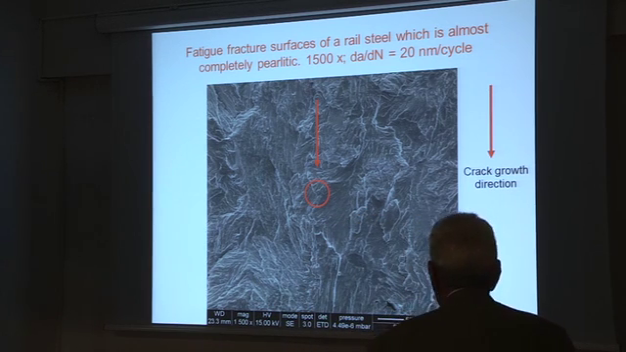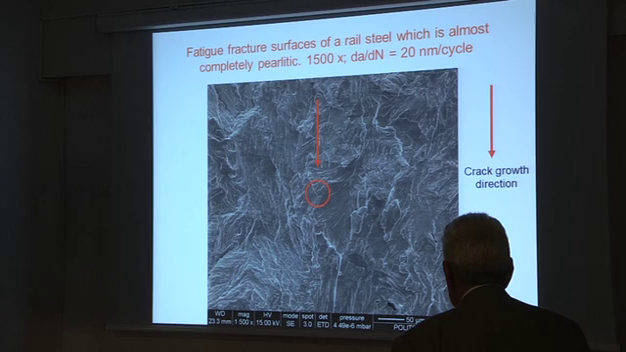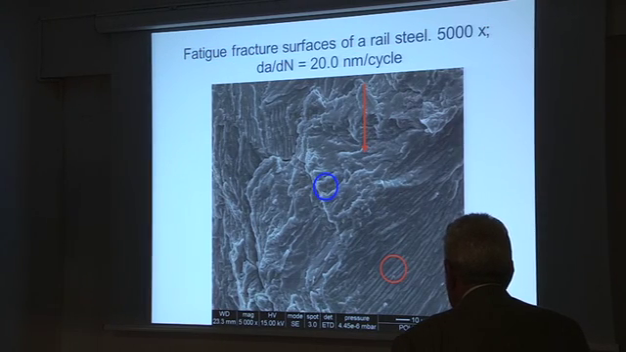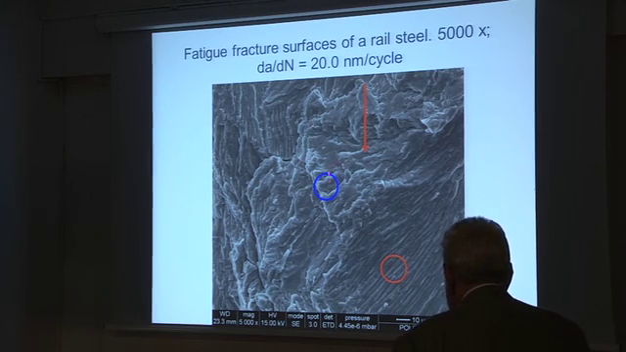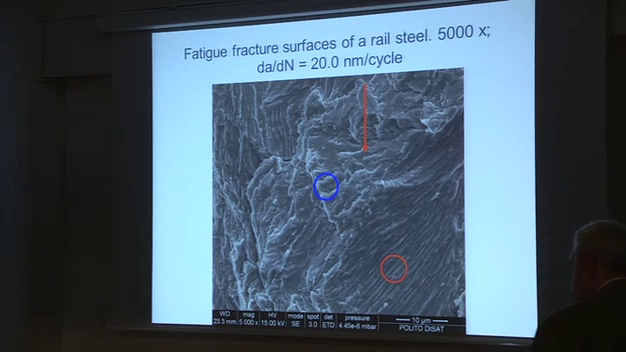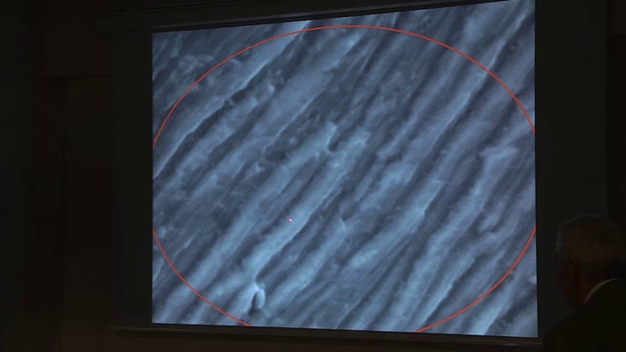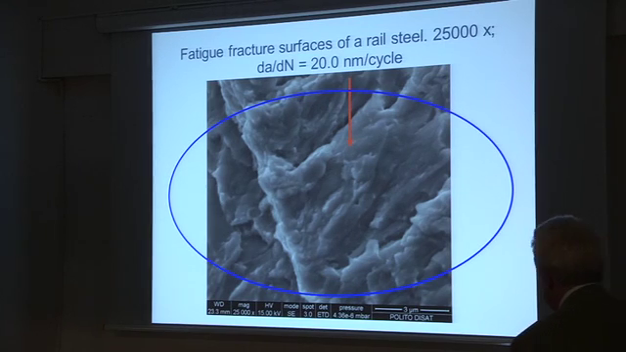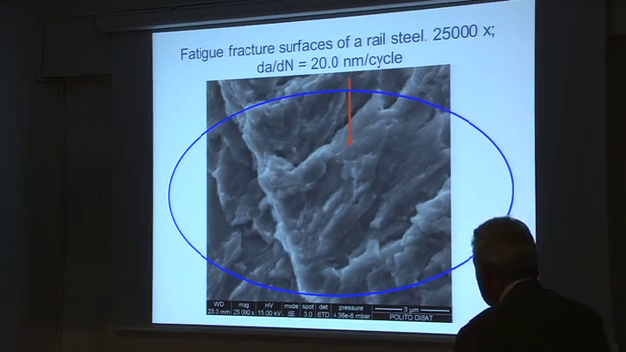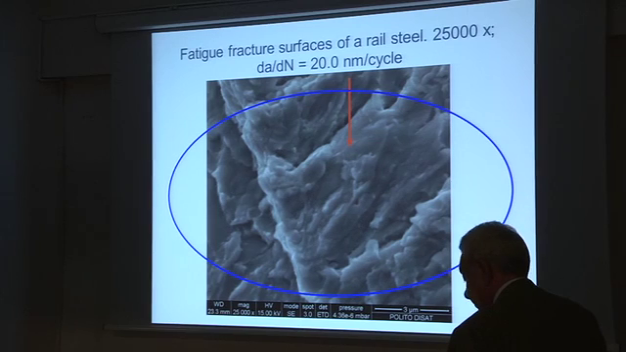Another case, about 20 nanometers per cycle, two different situations, one here in red, one here in blue. The red one, you see the striation on top of each lamella. Let us go to the one circled in blue. Again, some striation on top of ferrite lamella.